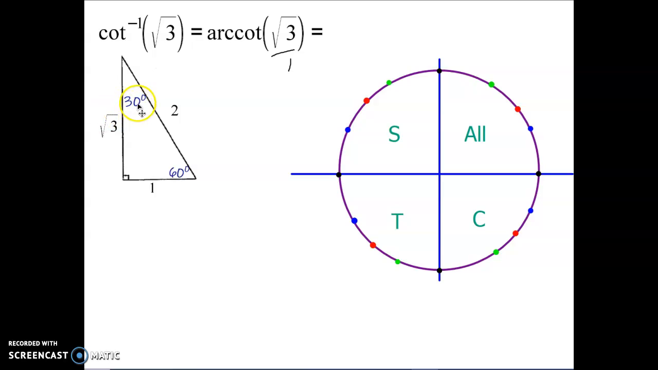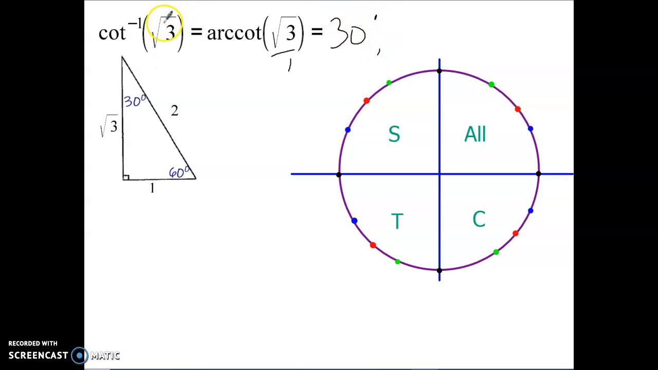All right, well, here's my triangle. Adjacent, square root of 3, and opposite of 1, that's going to be that 30-degree angle we had last time. So my first angle is going to be the same, 30 degrees.